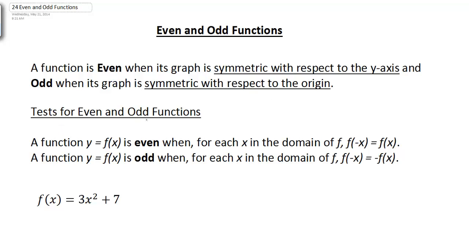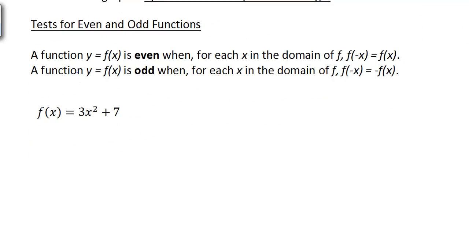So here we have the test for even and odd functions. A function, if we have y equals f of x, is even when for each x in the domain of your function, f of negative x equals the original function. What this says is that if we substitute a negative x in place of x, and that equals the original function, then we have an even function. Now, for an odd function, if we replace x with a negative x and we get the exact opposite of the original function, it's an odd function, which also means it's symmetric with the origin.